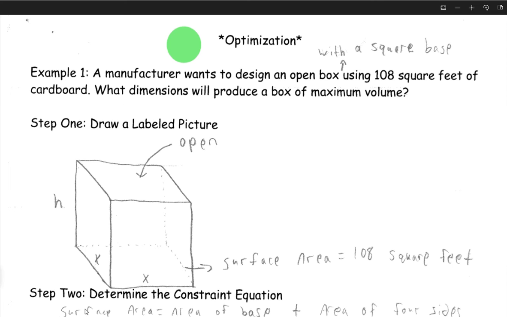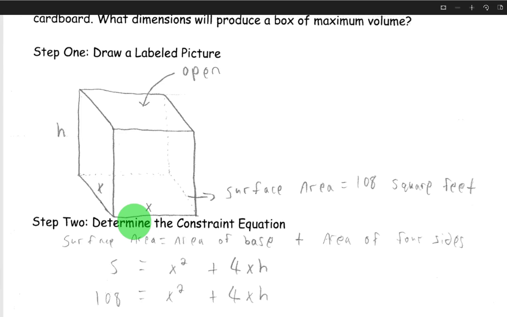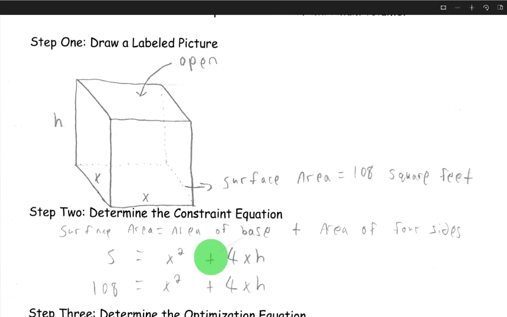Now let's take a look at step 3, which is determining our optimization equation. Again, with this first question, we have a box using 108 square feet of surface area. We want to maximize its volume. It's an open box. We've already done step 2, which is determining the constraint equation. Again, that's based on your limited number of resources. In this case, you only have 108 square feet of box to work with, or cardboard.